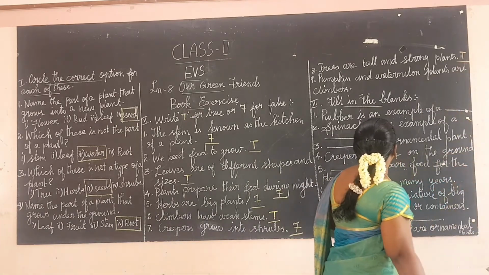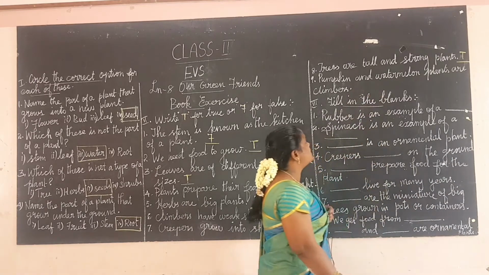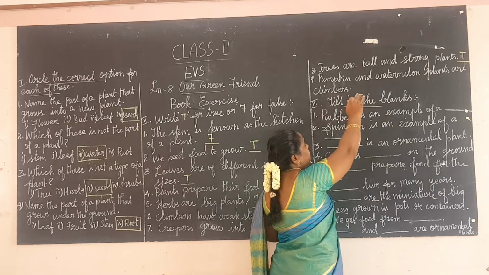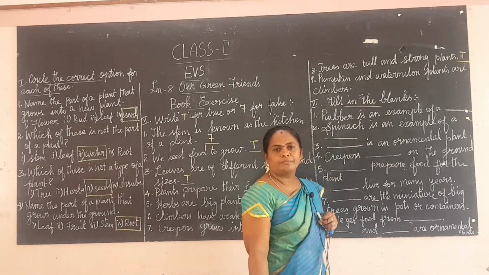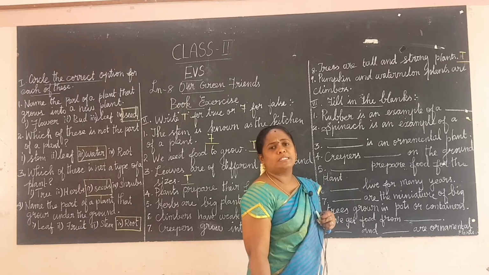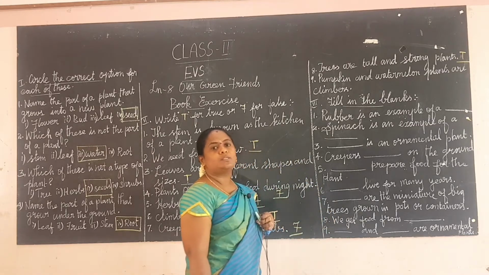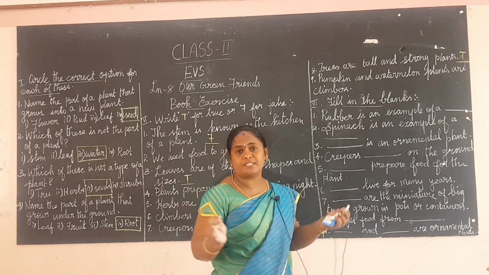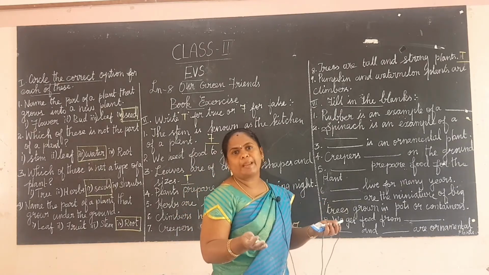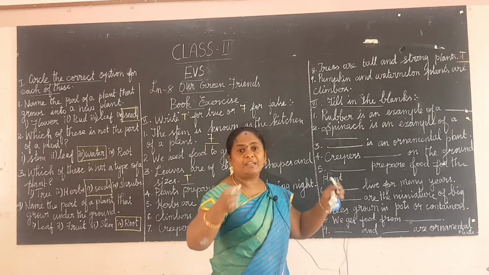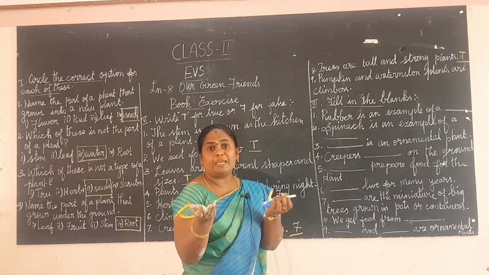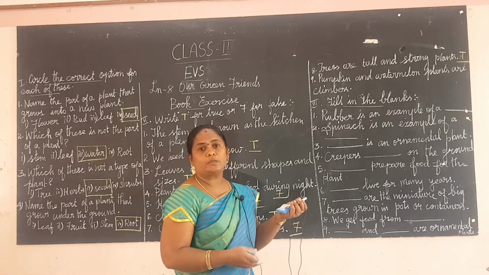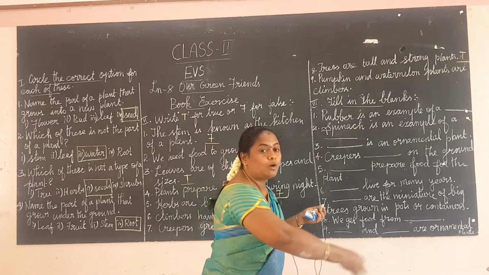And then the next one, pumpkin and watermelon plants are climbers. Pumpkin and watermelon plants are climbers. This is true or false? This is false, because pumpkin and watermelon come under the creepers. Creepers are some weak stem plants that bear big fruits and vegetables. So that is called creepers. Pumpkin bears a big fruit, and watermelon is also a big fruit. So these stems are very weak. So these plants creep along the ground.